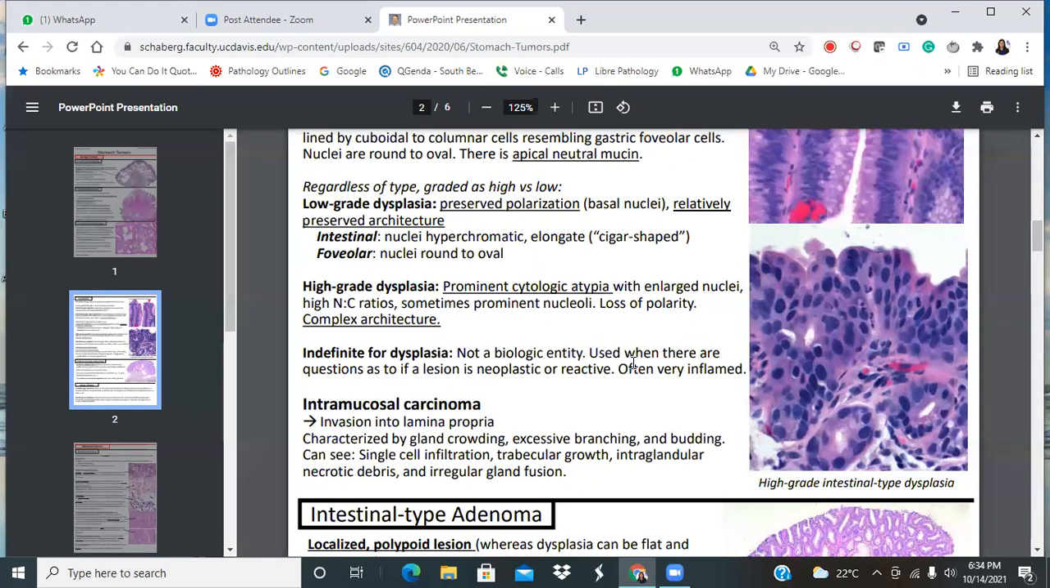Indefinite for dysplasia is not a biological entity, used when there are questions as to if the lesion is neoplastic or reactive, often very inflamed. Intramucosal carcinoma: invasion into the lamina propria, characterized by gland crowding, excessive branching, and budding. Can see single cell infiltration, trabecular growth, intraglandular necrotic debris, irregular gland fusion.